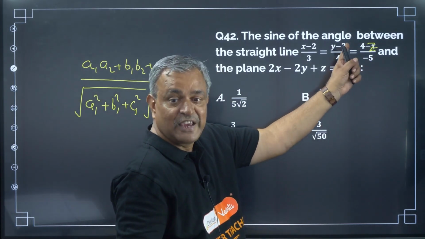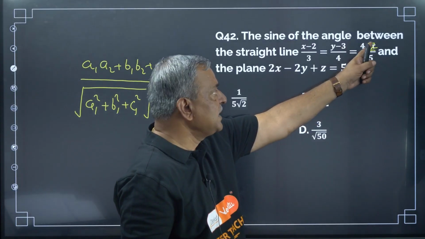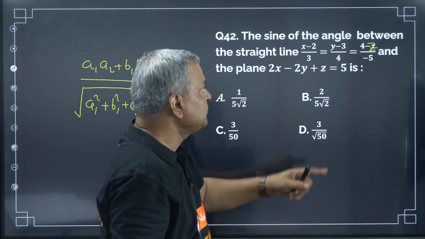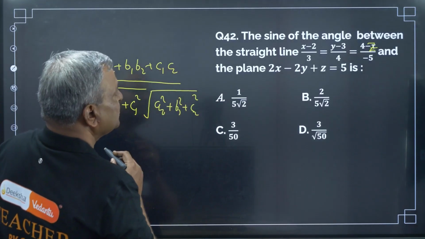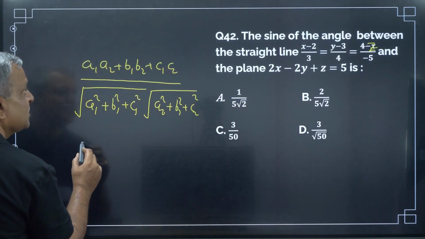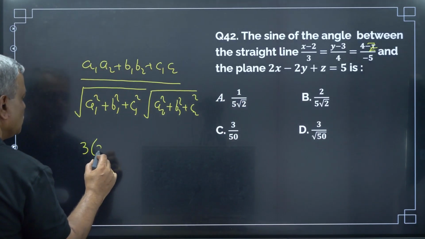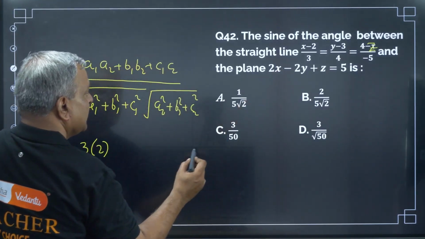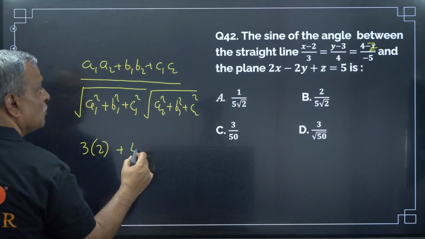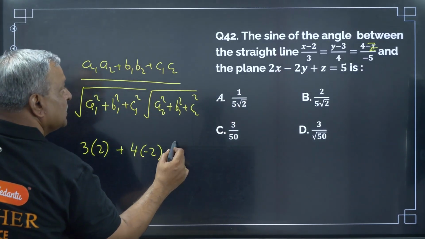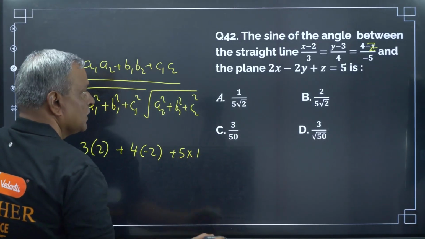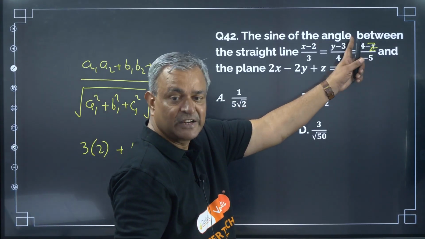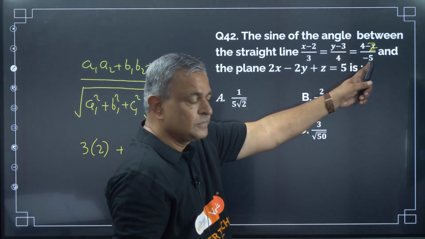So you have to interchange. Students make a mistake here: z minus 4 becomes 5. So what happens is this one, the sine of the angle. So what we get is 3 into 2, this is A1. Next plus 4 into minus 2. Next 5 into 1. Okay, 5 into 1 because z minus 4 by 5.